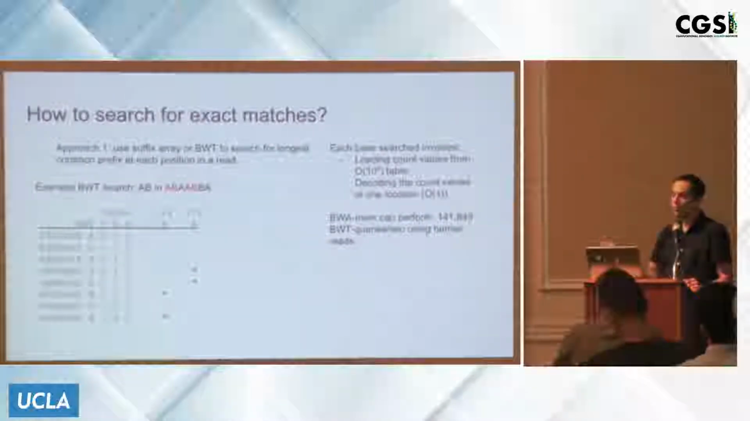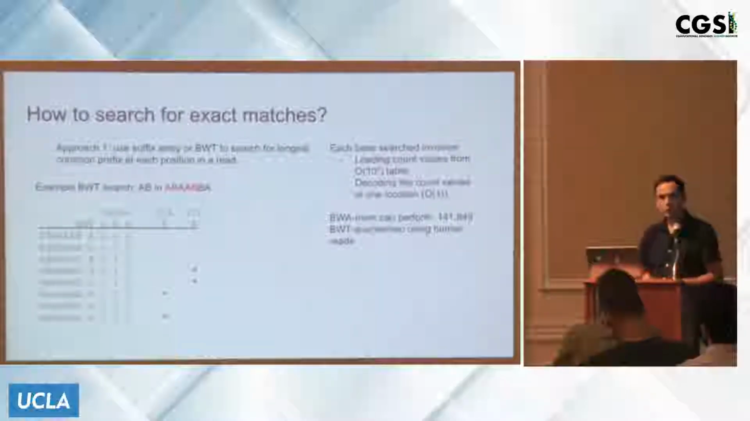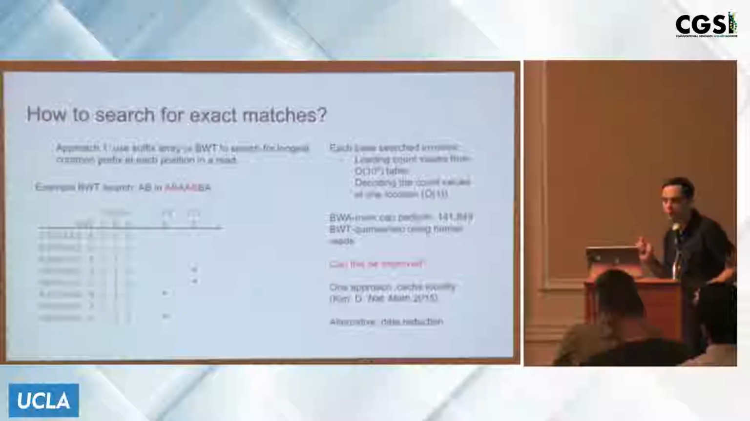And if we hack the BWA-MEM code, because you could assume that's some of the most efficient code out there for doing this type of query, we can do about 141,000 queries per second using the Burrows-Wheeler transform. So that's pretty fast, but maybe we could do a bit better.